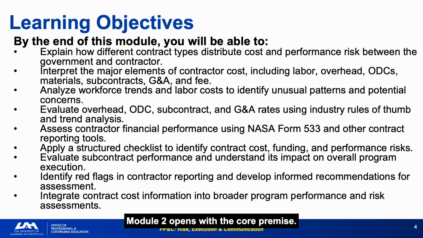Module 2 opens with the core premise. NASA and DoD contract out the majority of their work, which means your monthly job requires reading what the contractor tells you and knowing where to look for what they are not volunteering.